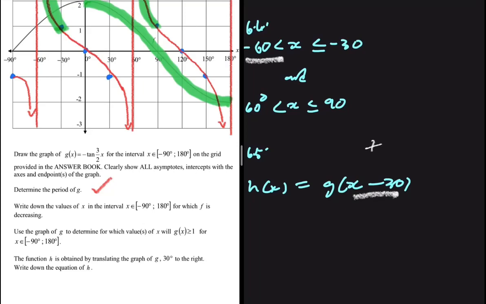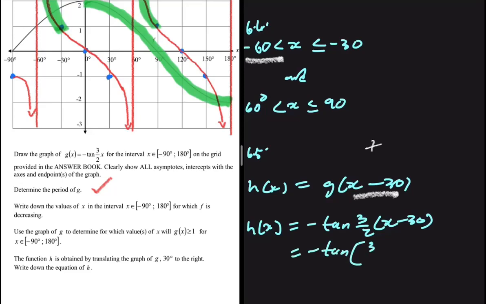That's how it is. So h of x will be equals to minus tan 3 divided by 2 x minus 30. Right. We can further simplify this and say that h of x is equals to minus tan and then 3 divided by 2x minus 45 degrees.